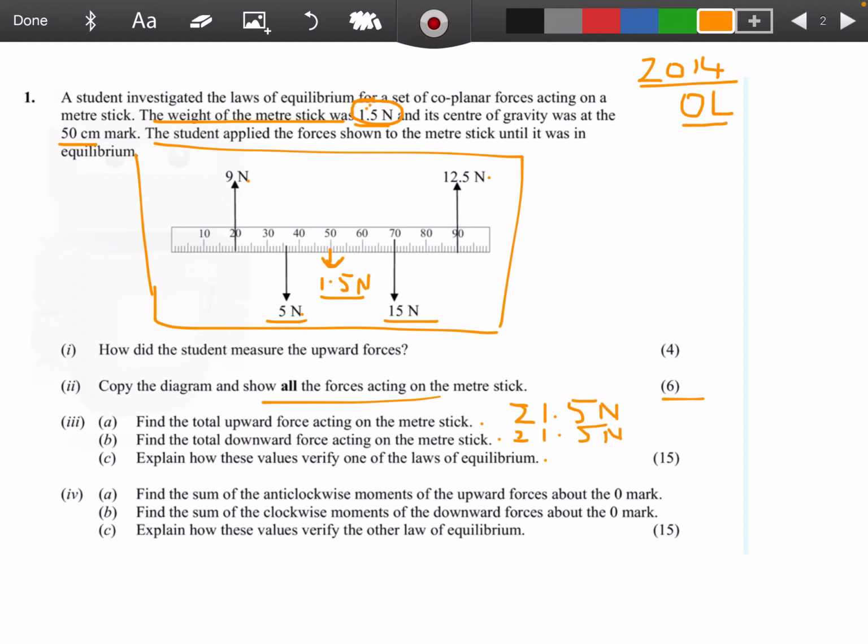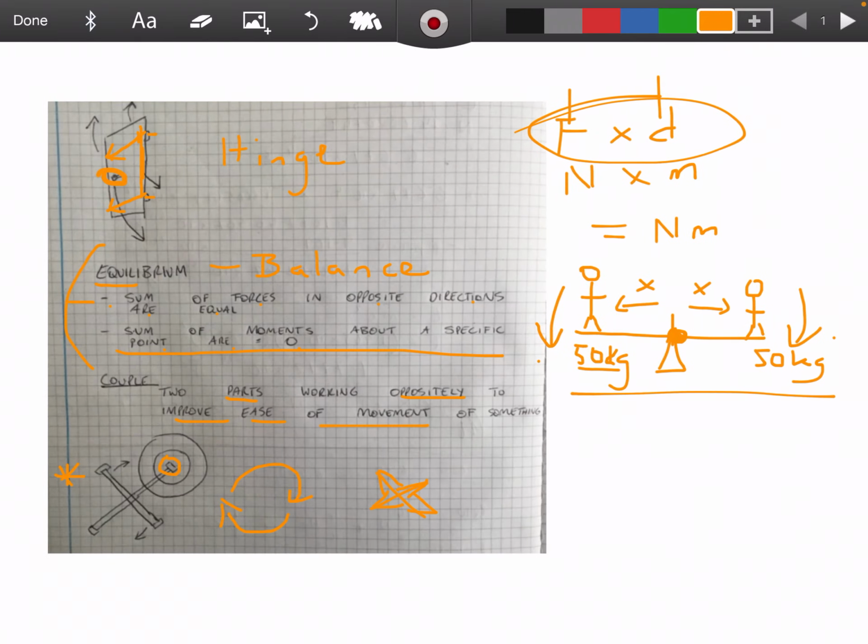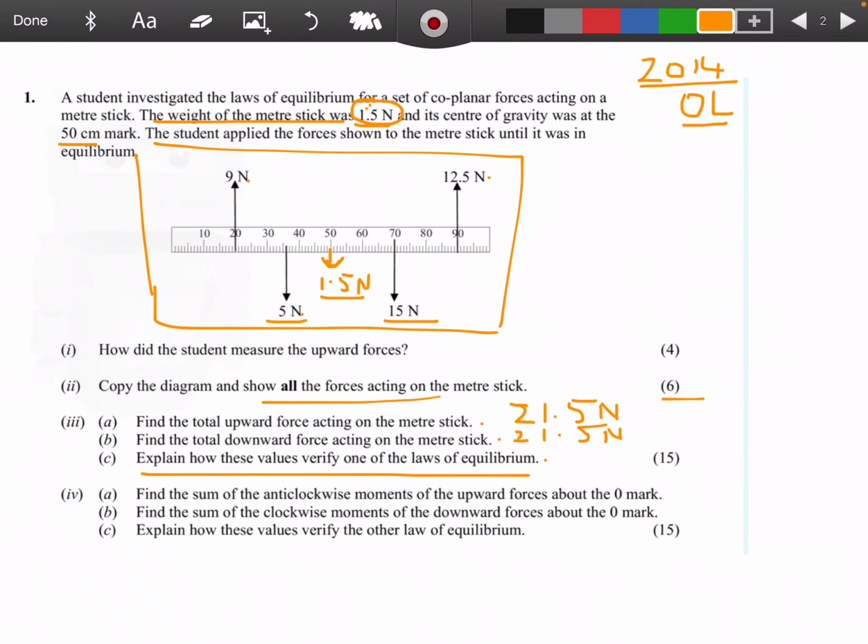And explain how these values verify one of the laws of equilibrium. We go back and we can see the sum of the forces in opposite directions are equal. So they're in opposite directions. I've got the upward ones and I've got the 3 downward ones. They are opposite to one another and they are equal based on our calculations. Done for 15 marks, nice and straightforward.